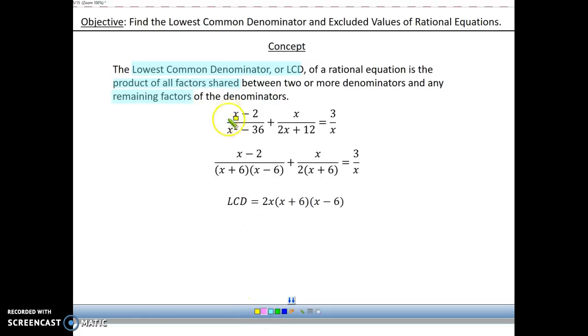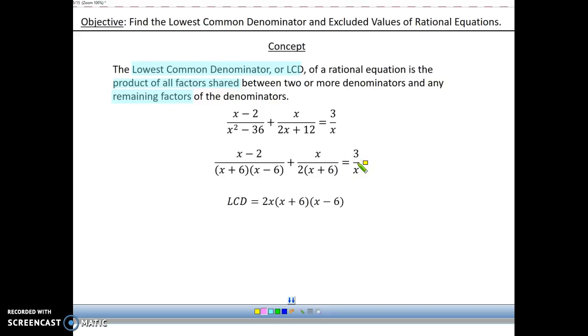If you look at this example, x squared minus 36, mainly we're looking at the denominator, so the lowest common denominator. So x squared minus 36 in the denominator is a difference of two squares that splits into x plus 6, x minus 6. And my 2x plus 12 has a GCF of 2, so I end up with 2 times x plus 6. And then x, I can't do anything to the x, so you just copy it.